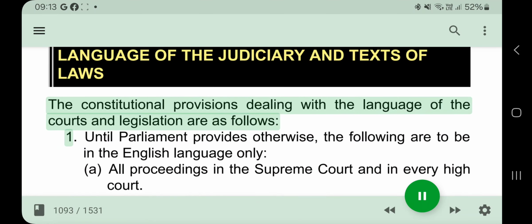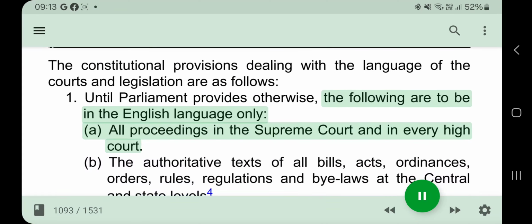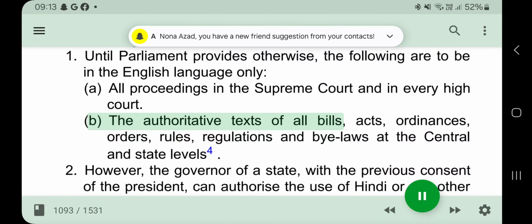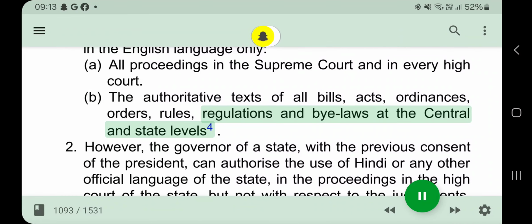The constitutional provisions dealing with the language of the courts and legislation are as follows. 1. Until Parliament provides otherwise, the following are to be in the English language only. A. All proceedings in the Supreme Court and in every High Court. B. The authoritative texts of all bills, acts, ordinances, orders, rules, regulations and by-laws at the central and state levels.